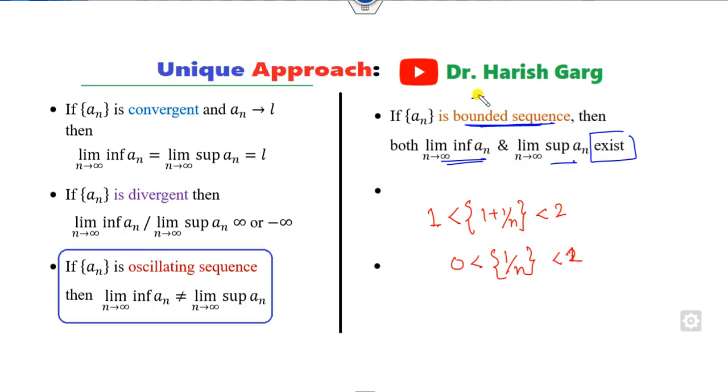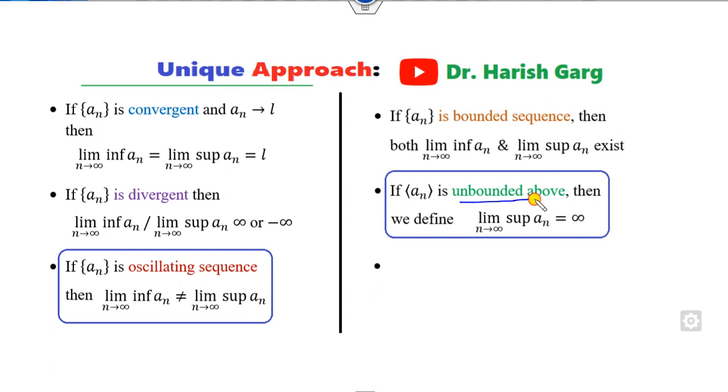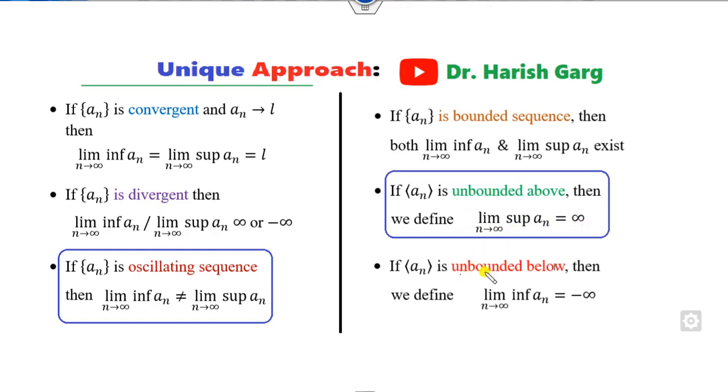If you prove that a sequence is bounded and convergent, then both the limits are the same. If you prove that the sequence is unbounded above, then the limit supremum is infinity because of unbounded. If you prove that it's unbounded below, then we can say the infimum is minus infinity, as I have mentioned here.